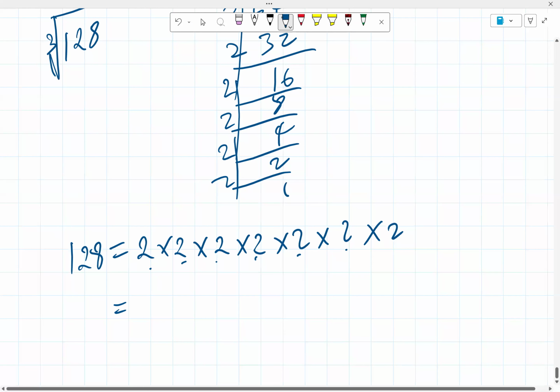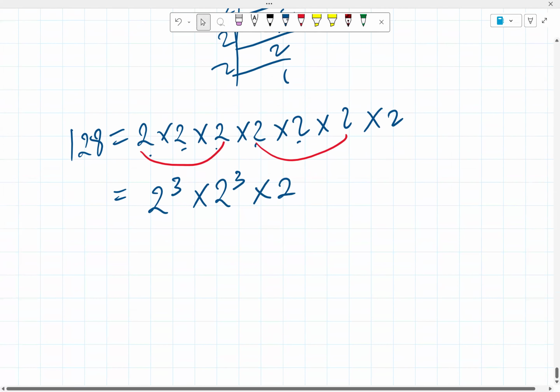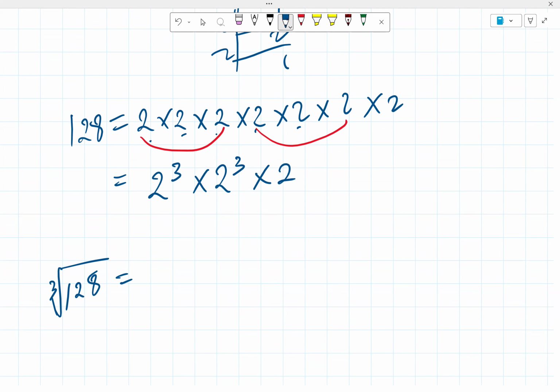So that means, because we are interested in cube roots now, when we're interested in square roots, I was taking them in twos. But here we're interested in cube roots, so you take them in threes. 2 times 2 times 2, 2 times 2 times 2, and another 2. So because we are interested in cube roots, you can then write this as 2 raised power 3 times 2 raised power 3 times 2. Okay? So that now the cube root of 128 is equal to the cube root of 2 raised power 3 times the cube root of 2 raised power 3 times the cube root of 2.